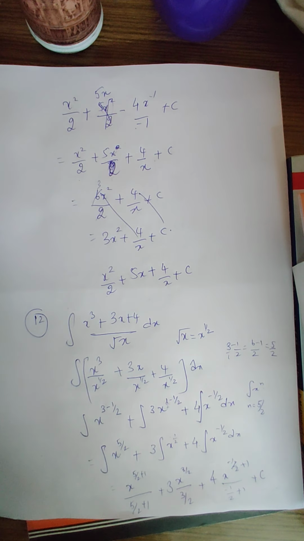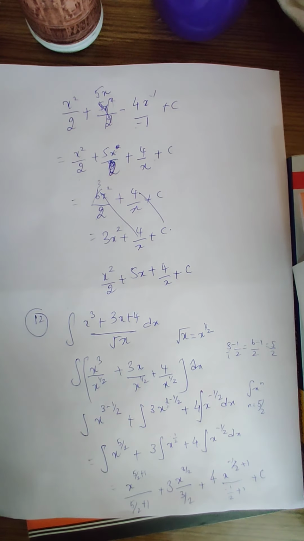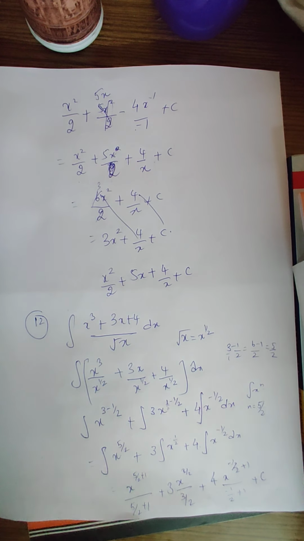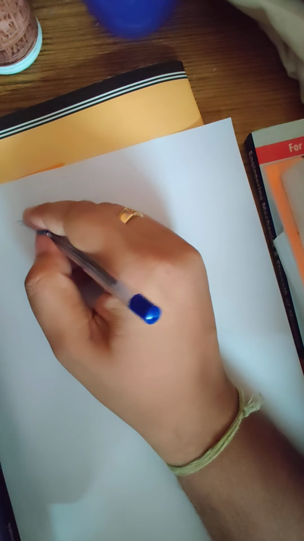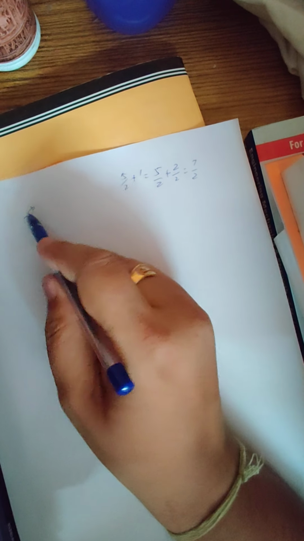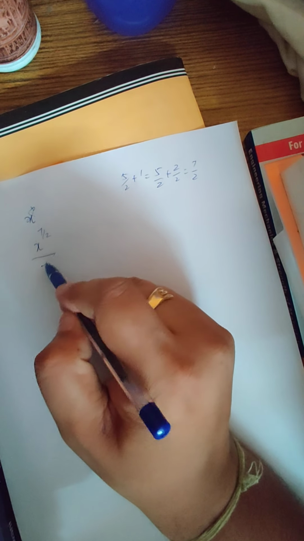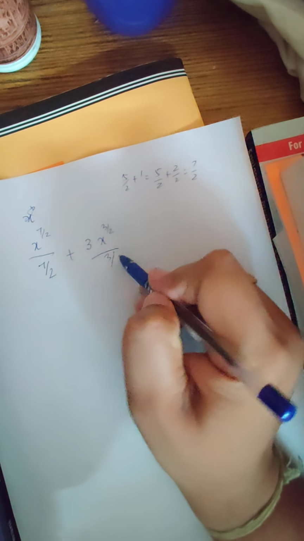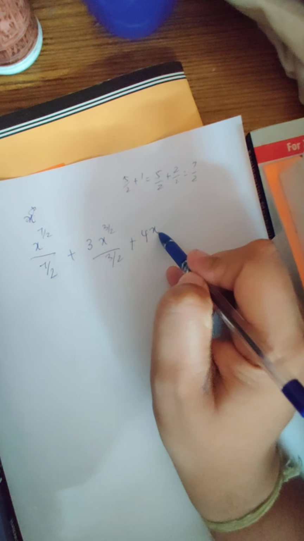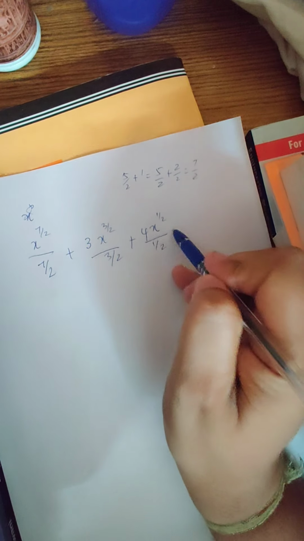So the answer for that will be x to the power of 5 by 2 plus 1. 5 by 2 plus 1, I will write it as 5 by 2 plus 2 by 2, 1 can write as 2 by 2, so 5 plus 2 is 7 by 2, powers you can just add. So this will be x to the power of 7 by 2 by 7 by 2 plus 3 x to the power of 3 by 2 by 3 by 2 plus 4 x to the power of minus half plus 1 is half by half plus c.